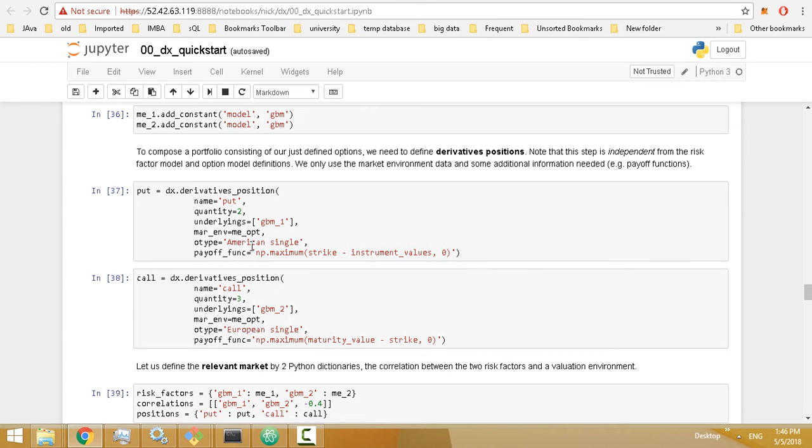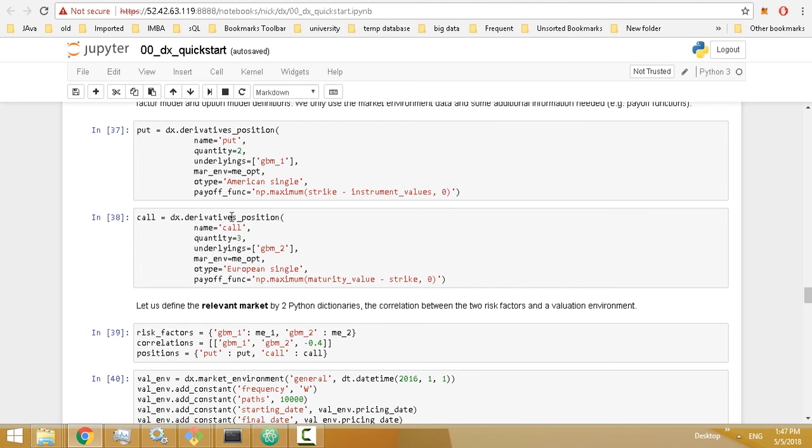Let's see. If we say that we want to define a put or a call, we would say dx.derivative_position, that's the position that we have taken in one of those options, and we'll say that the name is put, and we have two puts. The underlying is GBM, the market environment is OPT, the option type is American single, and the payoff function. So this is like having two puts and taking a position of two puts. You are invested in these two puts, you bought these two puts, and that's your position.